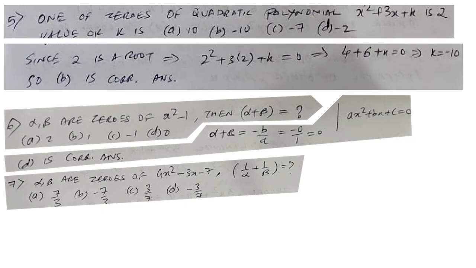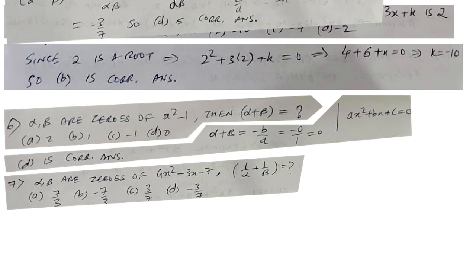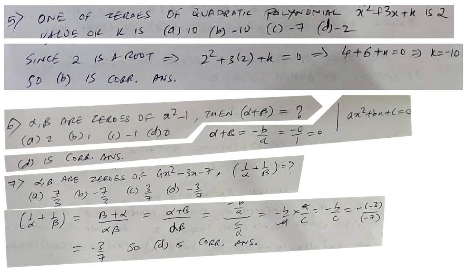Alpha and beta are zeros of 4x squared minus 3x minus 7. Okay, they are the roots of 4x squared minus 3x minus 7. What is 1 over alpha plus 1 over beta? See, 1 over alpha plus 1 over beta, when you simplify, you take the LCM as alpha beta. The first one will become beta, the second one alpha. So the numerator will be alpha plus beta divided by alpha into beta. Okay, so 1 over alpha plus 1 over beta simplifies into numerator alpha plus beta divided by denominator alpha beta.